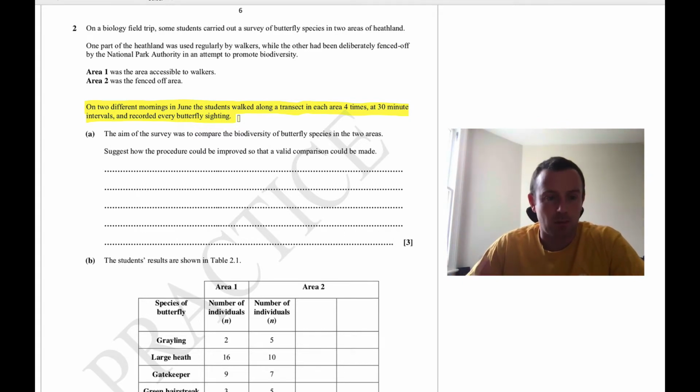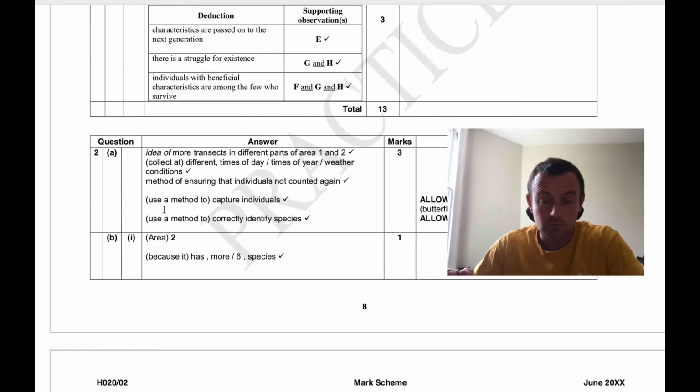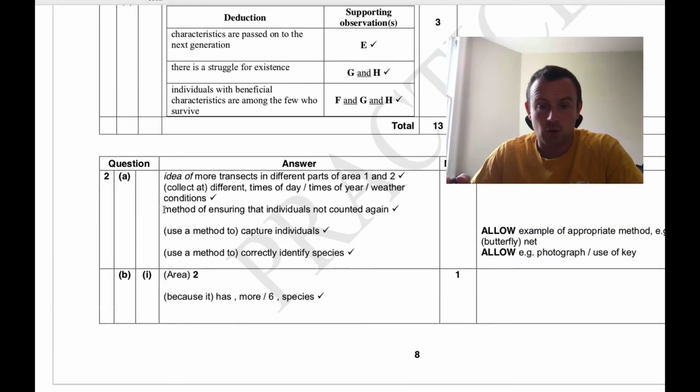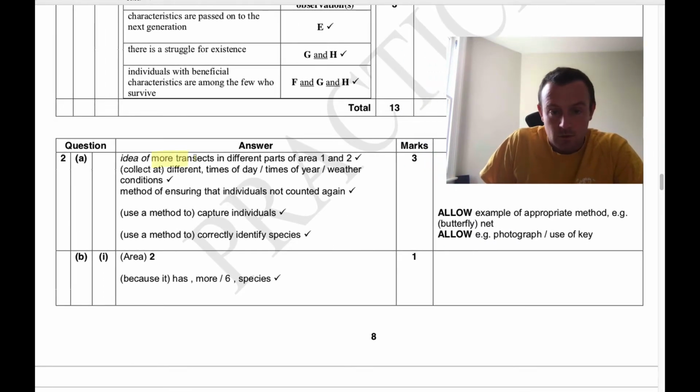But how could it be improved? I'm just going to go straight to the mark scheme. Things that you could have said. First of all, more transects. More transects in different parts. We had to say in different parts. I don't think you got a mark for just saying more transects. More transects in different parts of area 1 and 2.